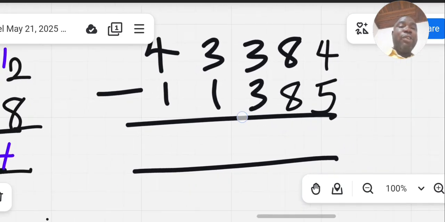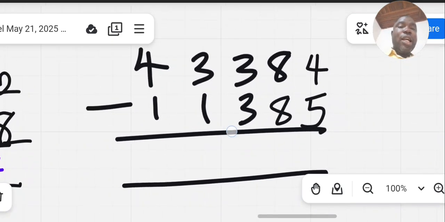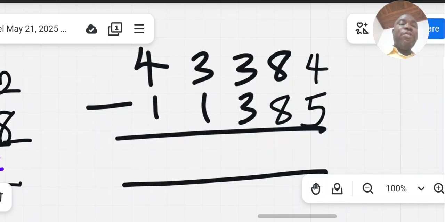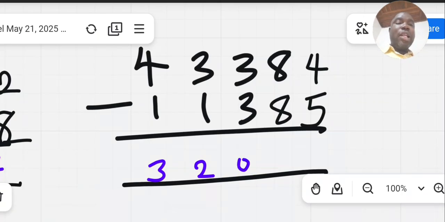We have this now. This is another case. Of course, we're going to start from the left hand side. Now 4 minus 1 is 3. 3 minus 1 is 2. 3 minus 3 is 0. And 8 minus 8 is 0. Now we have 4 minus 5. 4 minus 5 is going to give you a negative number. So where do you borrow from?